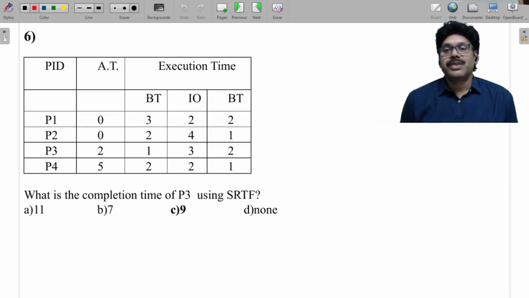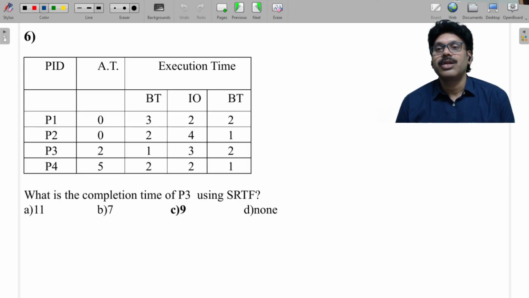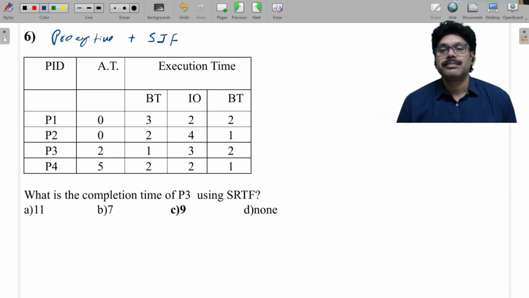Let us see the next question. SRTF, shortest remaining time first, which is based on preemptive SJF. But here, very important: CPU 1, CPU 2. Two CPUs are given, one IO is given. And what is it asking? Completion time of P3.